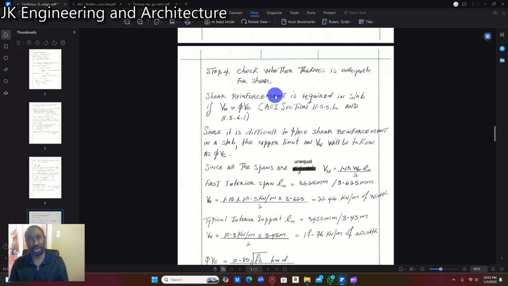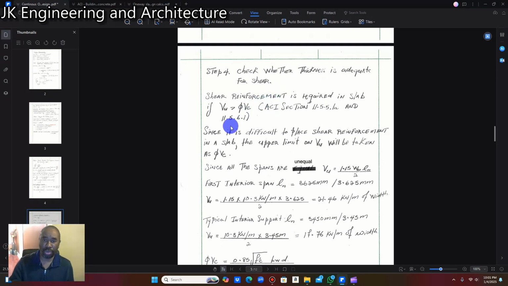And as I said to you before, we do not usually have shear reinforcement in a reinforced concrete slab. For a beam, it is different. But we usually don't have shear reinforcement for a concrete slab, but nonetheless we are going to do our shear calculation to verify that the slab indeed doesn't need any shear reinforcement.